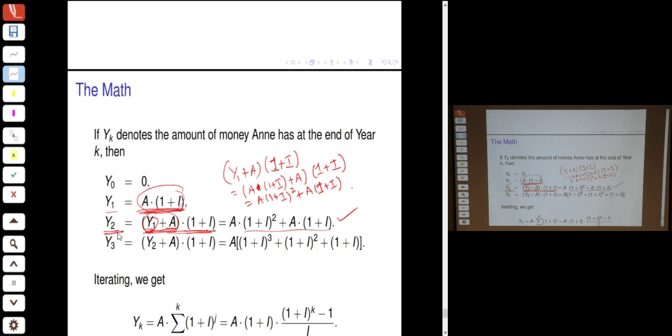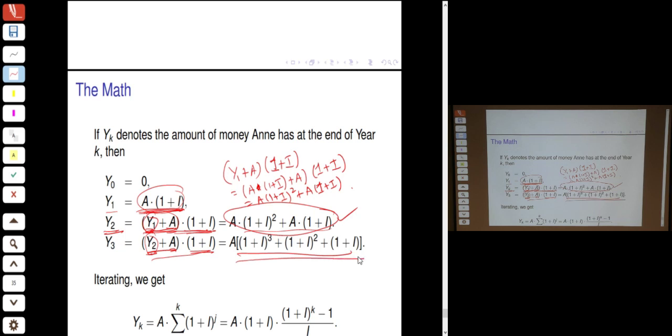At the beginning of the third year, she starts with what she had at the end of the second year and puts in additional $A. So she starts the third year with Y2 plus A, and at the end of the third year, because of the interest accumulation, this amount gets inflated by a factor of 1 plus I to Y2 plus A times 1 plus I. So again, let us play the same game and substitute the value of Y2 from the previous equation and then multiply it out, and you will see that you get this kind of series in 1 plus I.